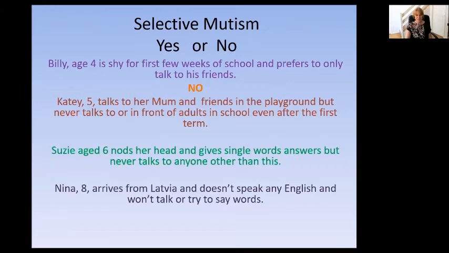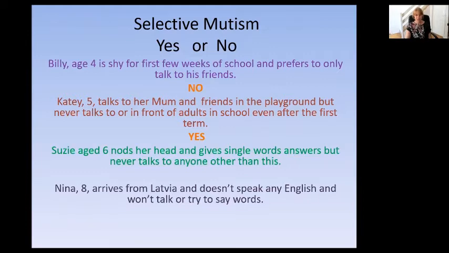Okay, next one. Katie, age 5, talks to her mum and her friends in the playground, but never talks to or in front of adults in school, even after the first term. So for this we've put yes, actually we consider this could be selective mutism. Obviously we'd want to do some further assessments of how Katie's getting on with her language, whether she shows any other signs of anxiety in other situations, but it is unusual for children to chat freely in one situation but then completely clam up when they're in school, particularly after they've been given time to settle in.